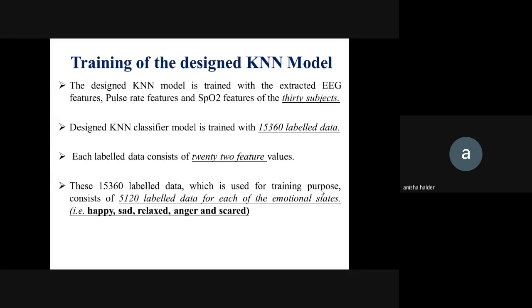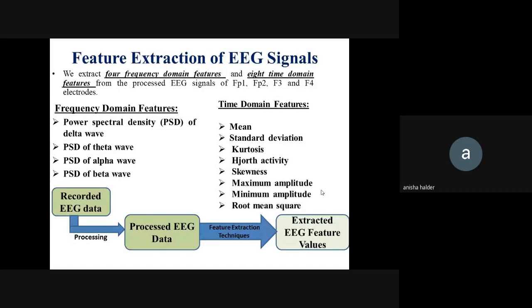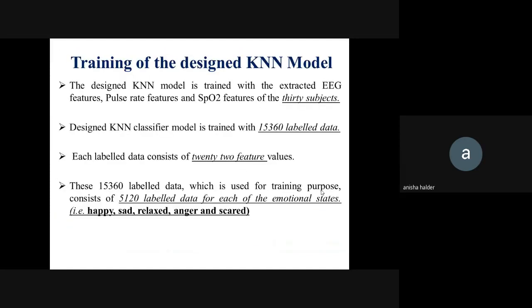If you accumulate all this data, then the labeled data number comes to 15360, because the EEG data set is a large data set. Every time, if you sample it in a 4 second or 5 second or 10 second interval also, it comes to a very large data set. So the KNN classifier model should be trained with quite a large number of labeled data. Each labeled data consists of 22 feature values: here 5 and 5, 10, and here total 8 plus 4, 12. 10 plus 12 is 22.